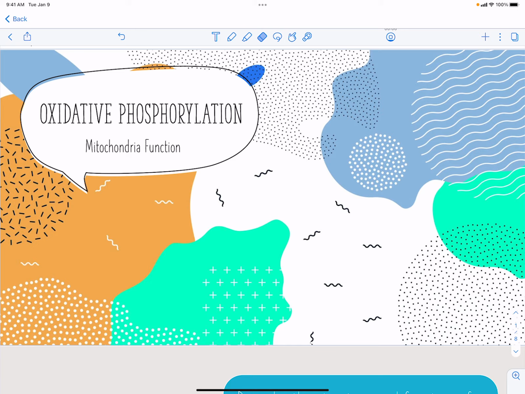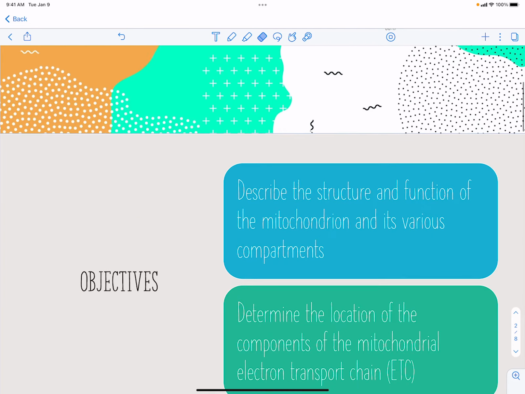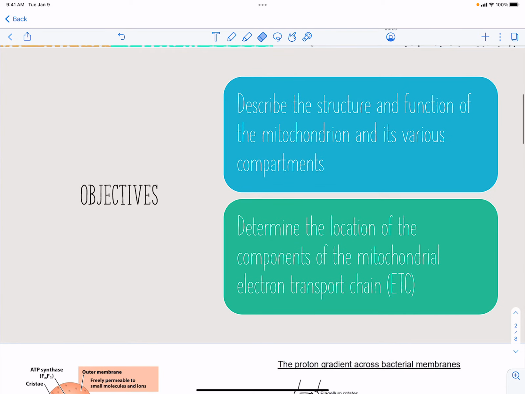So we're going to begin talking about oxidative phosphorylation, but first we're going to talk about the mitochondria, where the oxidative phosphorylation occurs, and we'll discuss the structure and the function of the actual mitochondria. So the objectives here are to know how the structure correlates to the function of the mitochondria and the various compartments, what they contribute to energy production, as well as knowing the location of the components of the electron transport chain specifically. In addition, we'll talk about how things get in and out of the mitochondria.